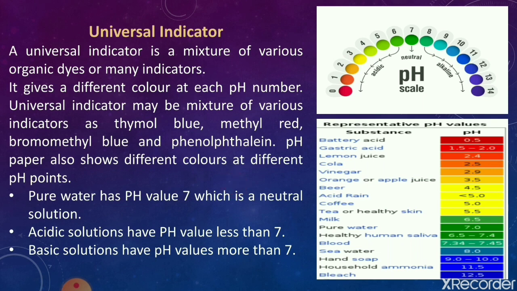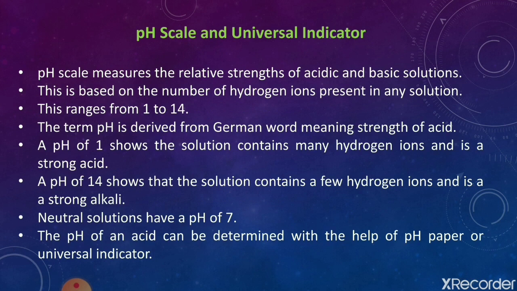And if the pH scale shows the number 7, it means it is neutral. So at that point it shows the green color. Now a neutral solution will have a pH of 7, a strong acidic solution will have a pH of 1, and a strong alkali solution will have a pH of 14. Then the pH of any acid can be determined with the help of pH paper.